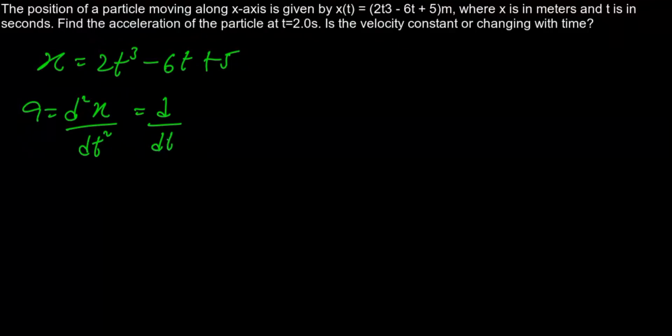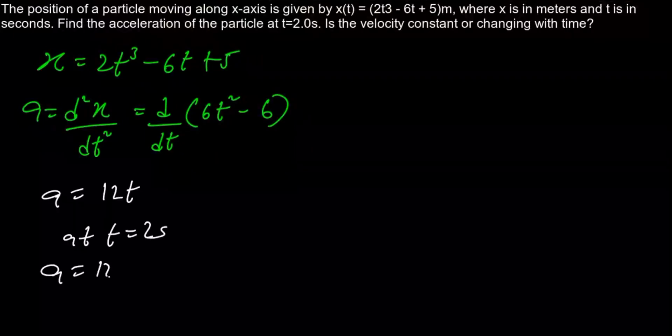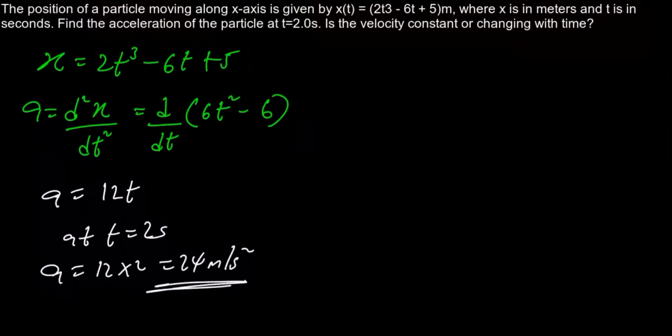Firstly, if I differentiate once, this will give me 6t squared minus 6. This is a constant, I won't differentiate. Then for the second time, I'll differentiate again. This will give me 12t. The constant is 0. So at t equal to 2 seconds, my acceleration will be equal to 12 times 2, and that equals 24 meters per second squared. That is the acceleration.